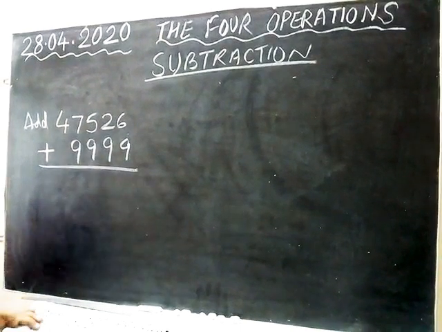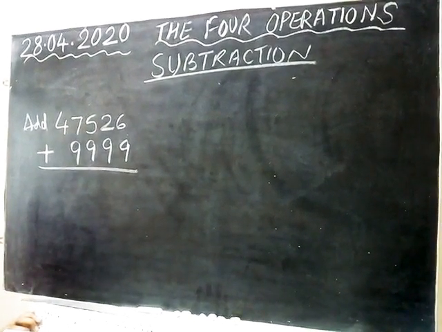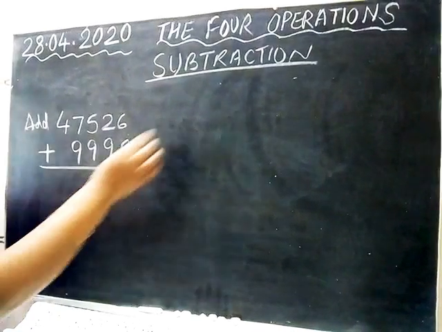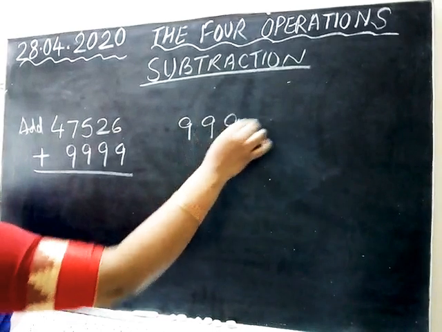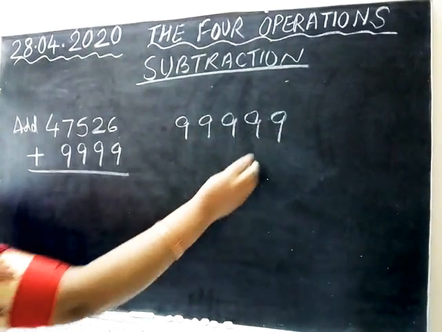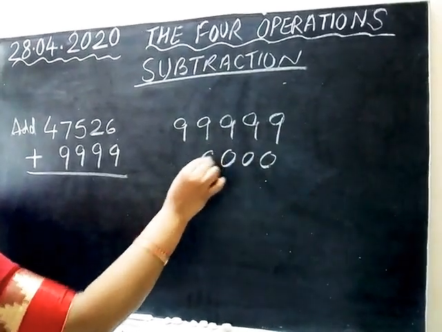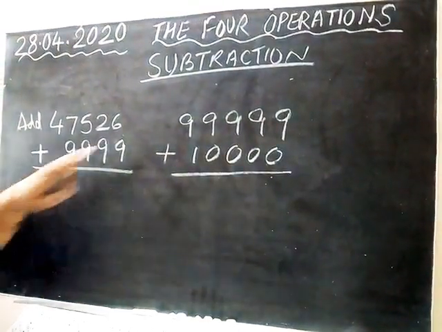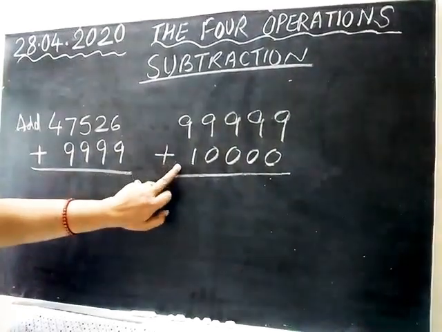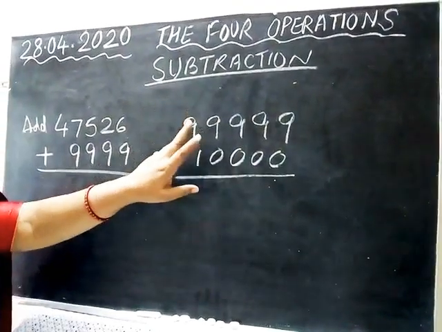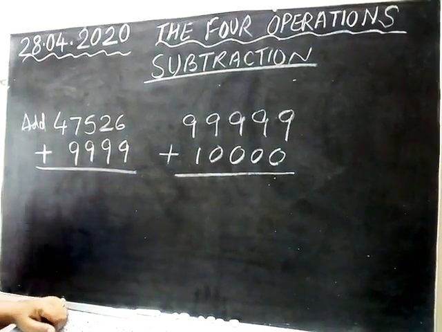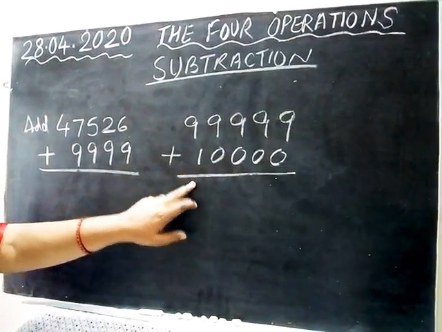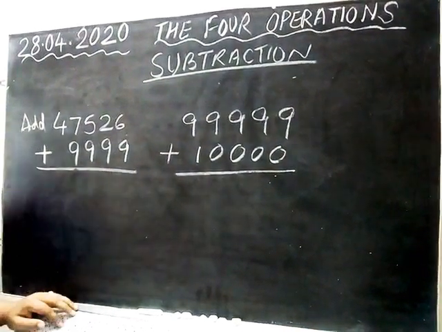The next question was: find the sum of the largest 5-digit number and the smallest 5-digit number. So my largest 5-digit number is this, and my smallest 5-digit number is this, and add means plus. It was so simple. Only the question was given in language form, mathematical form was not there. So hope you all would have done this. After that you would add and check your answer.